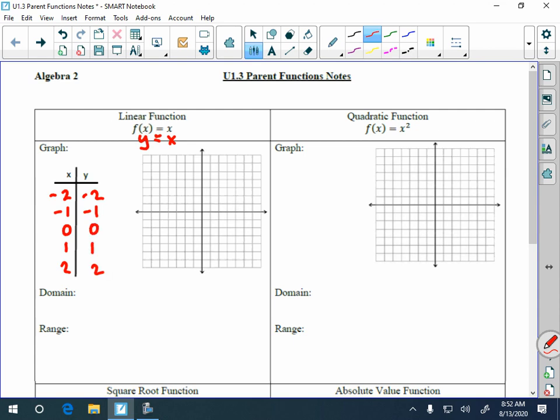Now when we plot these points, -2, -2, -1, -1, 0, 0, 1, 1, and 2, 2, we can see the shape of this graph. And so this is a line. It's going to go up on the right and down on the left. So it's a straight line.